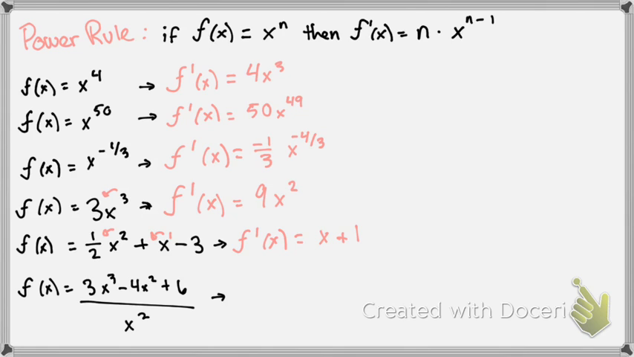Okay, so what about this more complicated example? So I'm going to split up this fraction to make this more doable. Before I write it like that, I'm going to rewrite this function into 3x to the third over x squared minus 4x squared over x squared plus 6 over x squared. Okay? So now we're going to take the derivative of this.